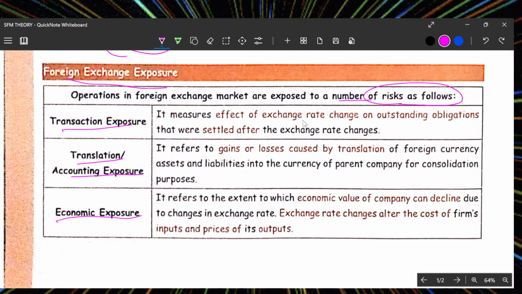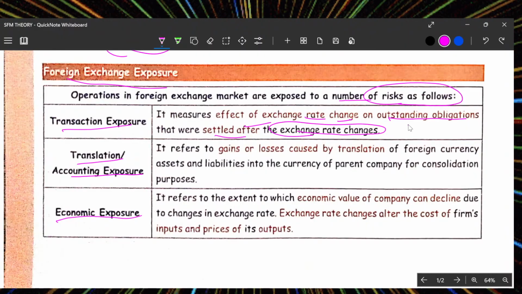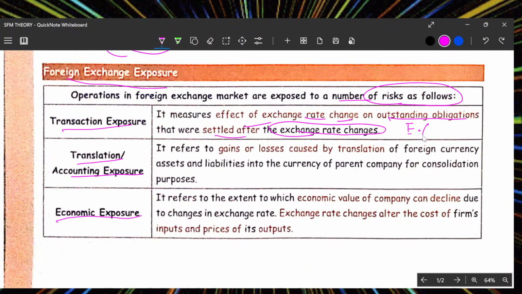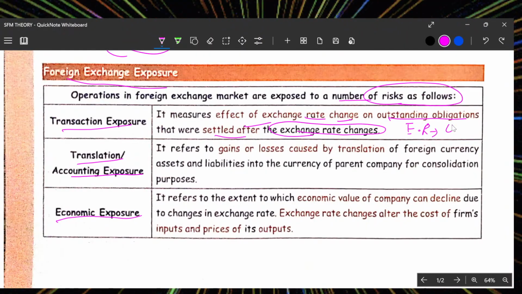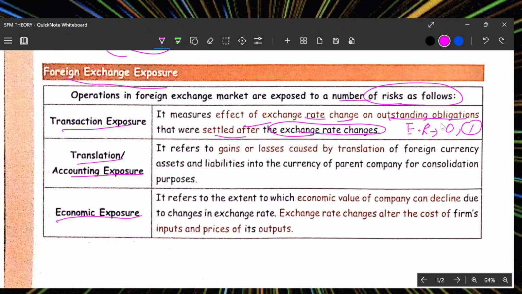It is a measure of the effect of exchange rate changes on outstanding obligations that are settled after the exchange rate changes. So I agreed at one exchange rate, but I have settled at a different rate. Due to the exchange rate, there is a problem: prices increase or decrease. This is transaction exposure. First exposure, transaction exposure. Second, translation or accounting exposure.